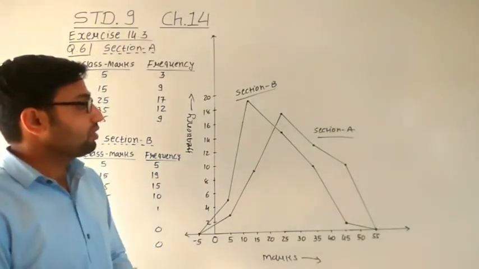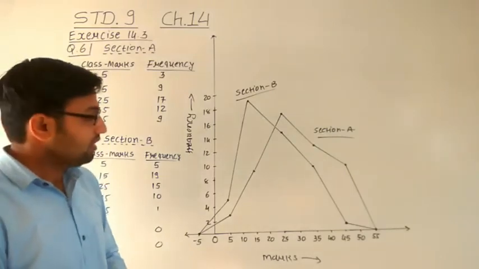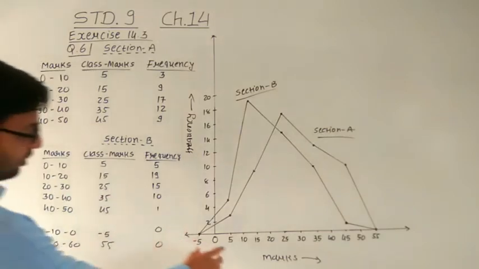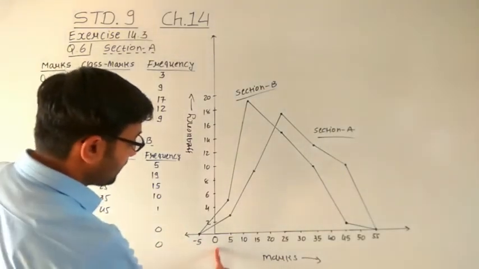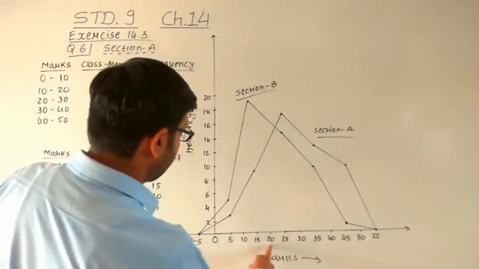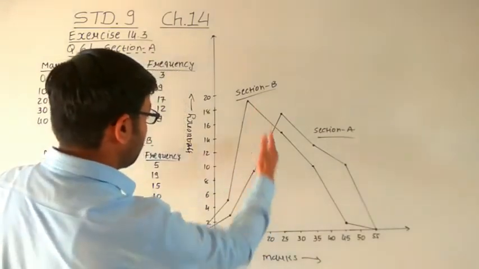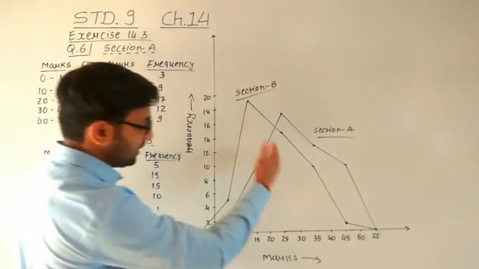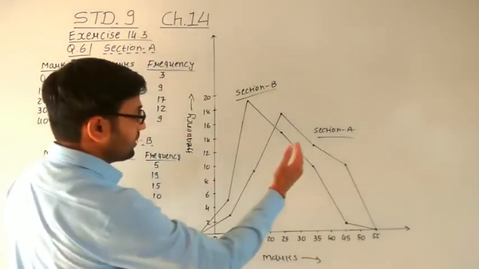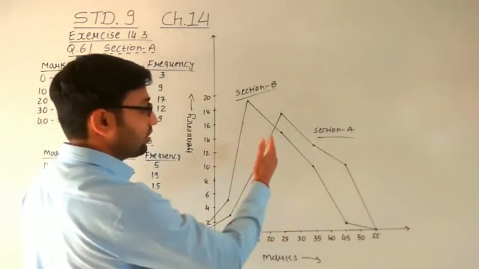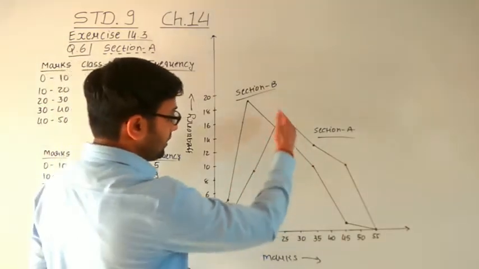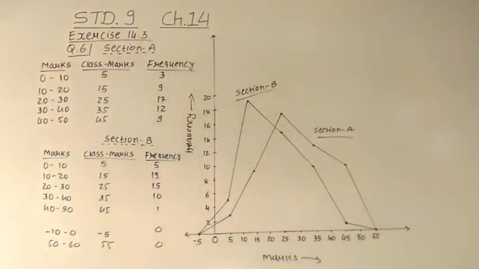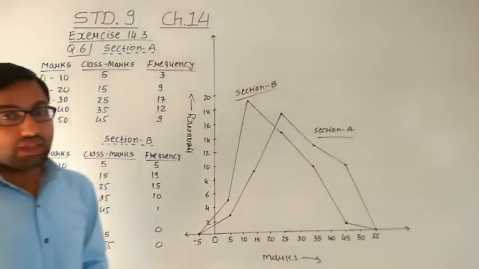Now we can compare both these sections A and B, right? So here we can say that from 0 to 20, the graph is first of all going high, then gradually it is decreasing. For section A, the graph is first gradually increasing, then they have the higher values, right? So in this way we can compare the 2 data, right?